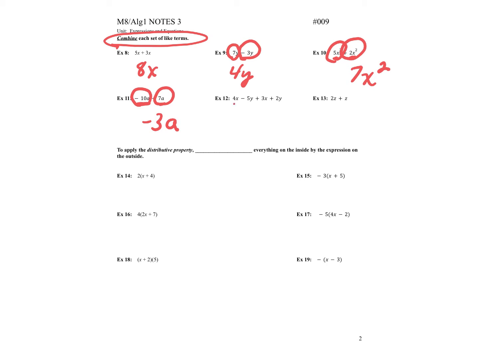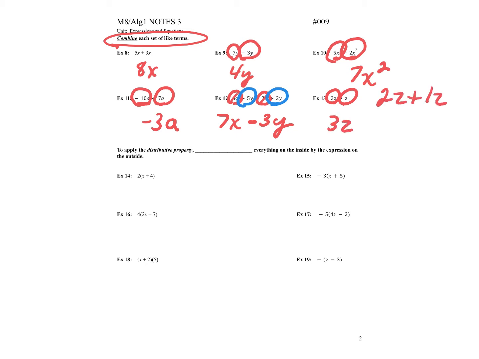Here we have x and x. So 4x and 3x is 7x. And then we have negative 5y and 2y, which is a negative 3y. Again, you want to circle them. Same exponent, same power. So this technically is 2z plus 1z, which is 3z.